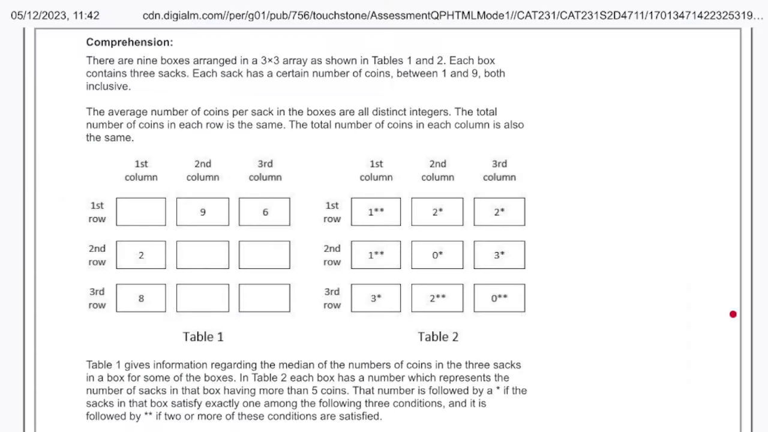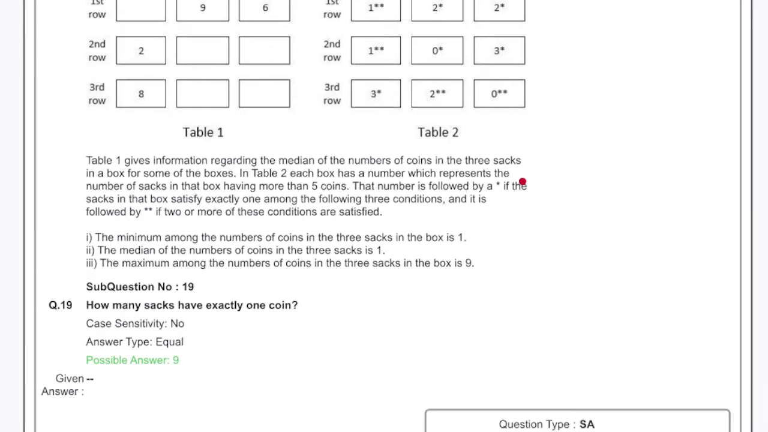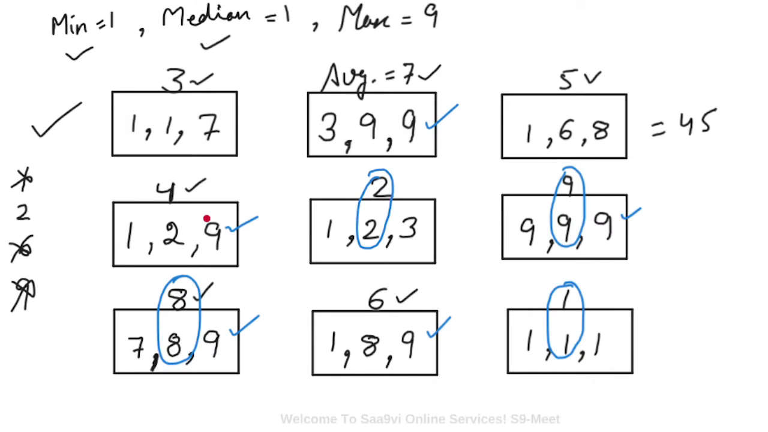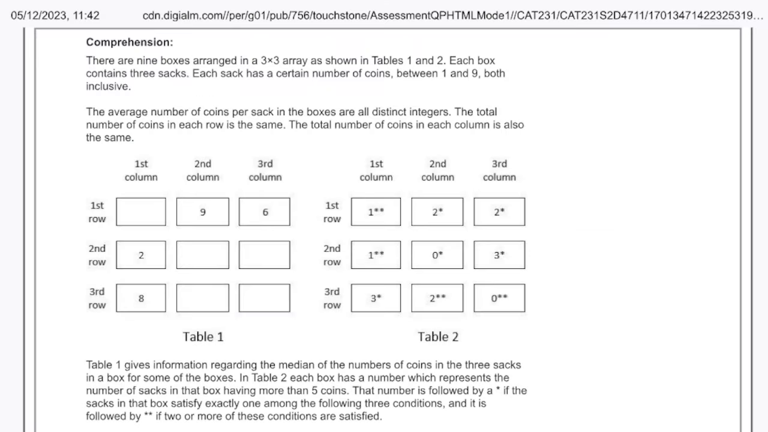The next question which we have in here: how many sacks have exactly 1 coin? Exactly 1 coin. That will be 1, 2, 3, 4, 5, 6, 7, 8, and 9. That is the answer also.